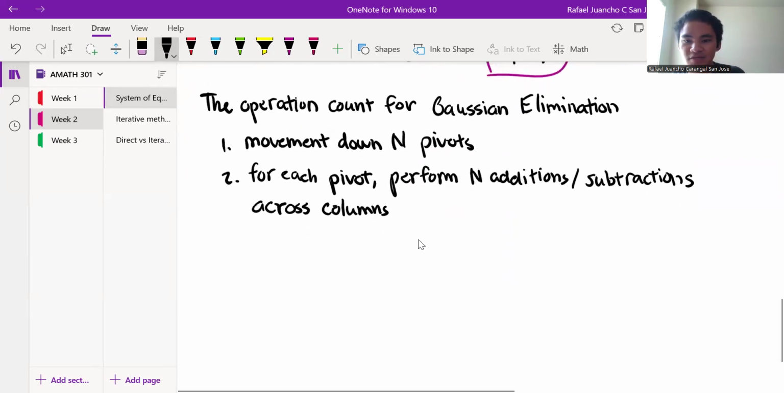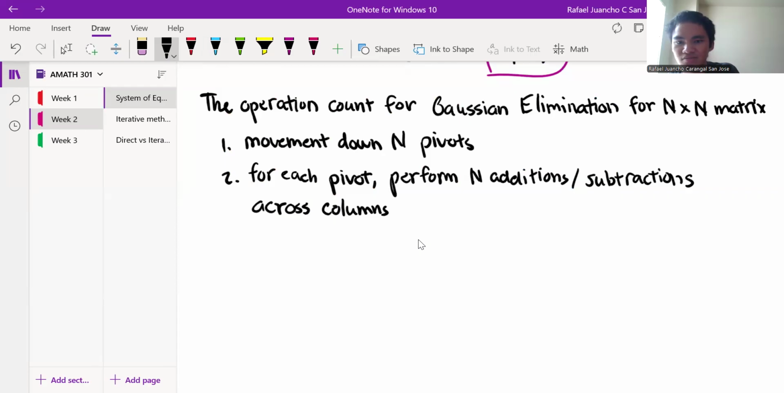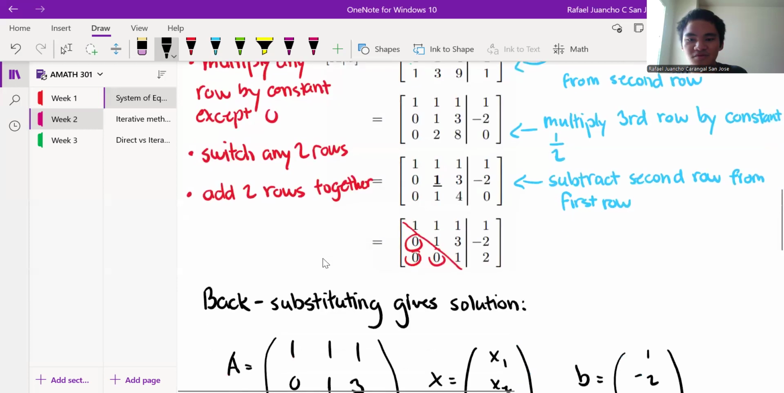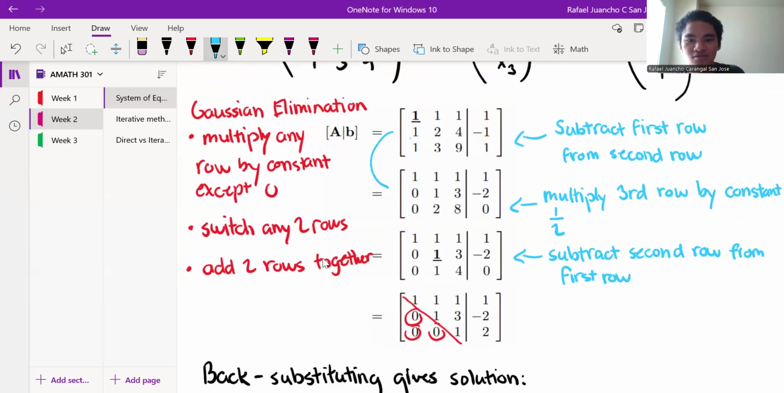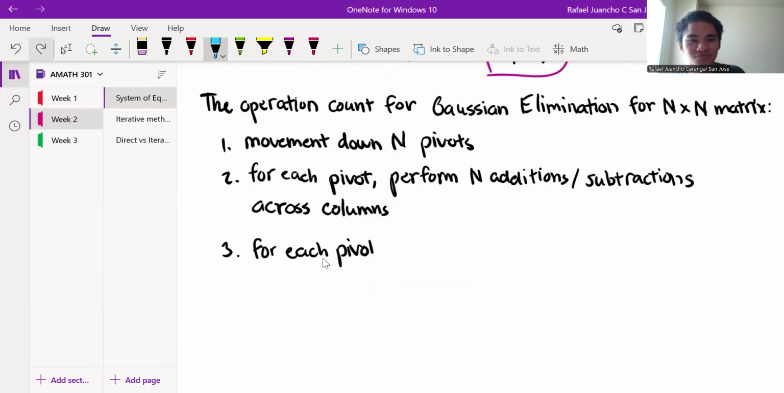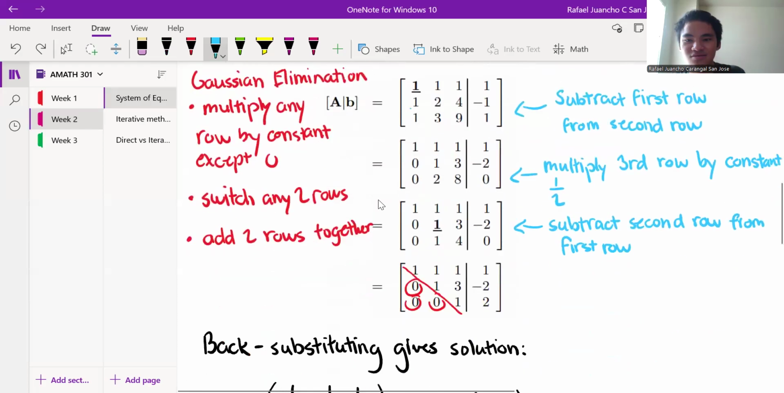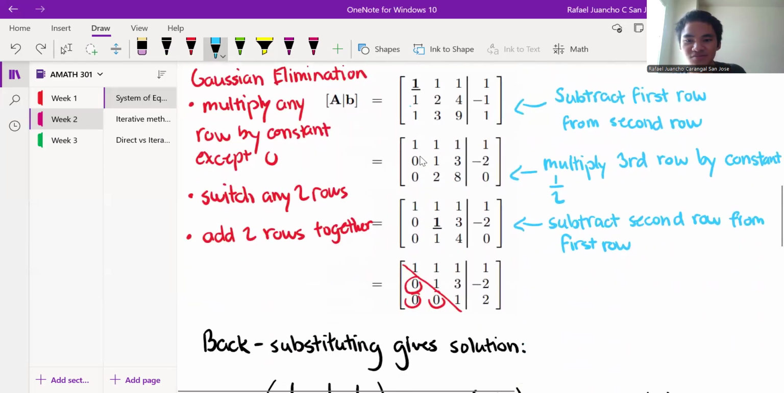Right? Our matrix, let's do this, N by N matrix. So we did N additions or subtractions across columns. And for each pivot, how many pivots did we do? 1, 2, 3, which is the same as our number of rows and columns. So N pivots. That's 1 pivot, that's 2 pivot, that's 3.